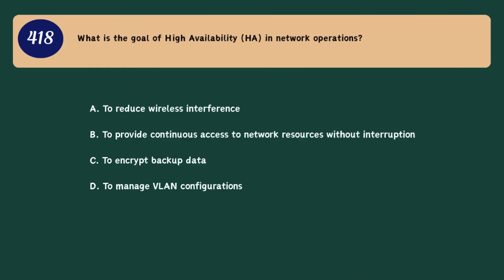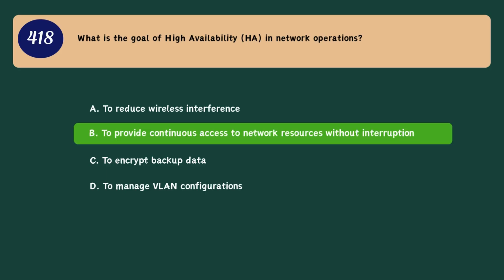Question 418. What is the goal of high availability in network operations? A. To reduce wireless interference. B. To provide continuous access to network resources without interruption. C. To encrypt backup data. D. To manage VLAN configurations. Correct answer. B. To provide continuous access to network resources without interruption.